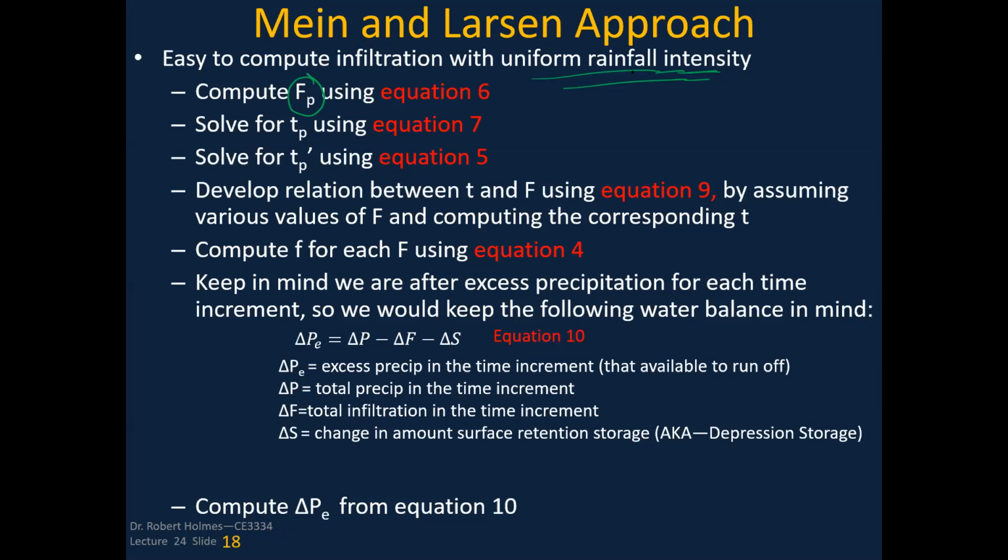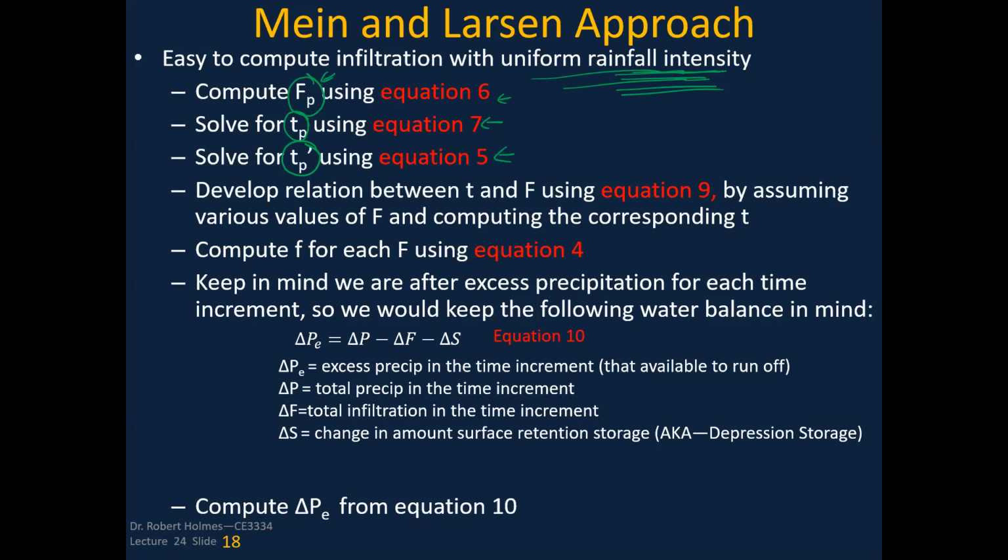That's not necessary. This is just for uniform rainfall intensity. So I misspoke. T sub P is computed. That's the time to ponding for this value that you compute in equation 6. You use equation 7 for that. And then you calculate this T sub P prime, which would be the time it would have taken for ponding to occur if it had been ponding from the beginning. That's equation 5.